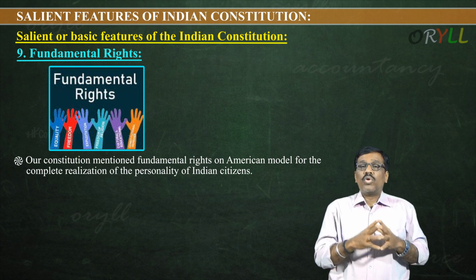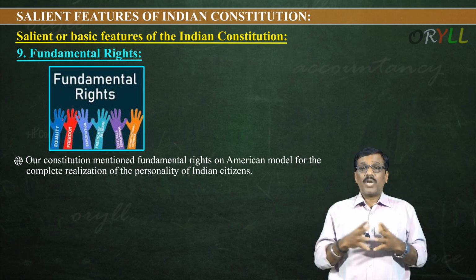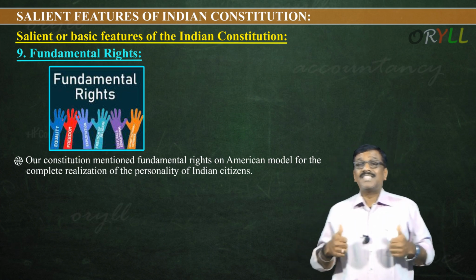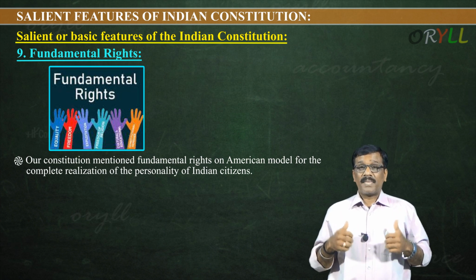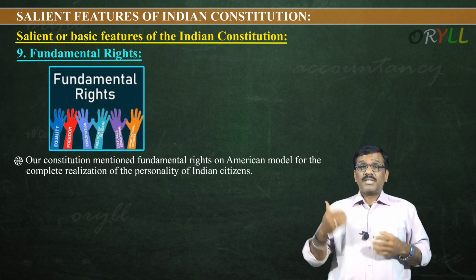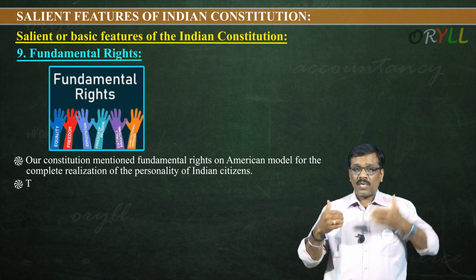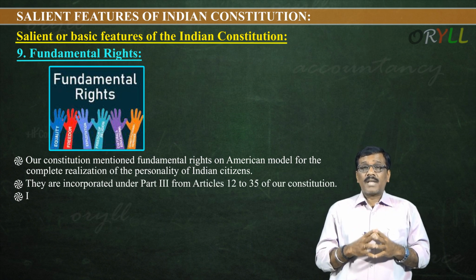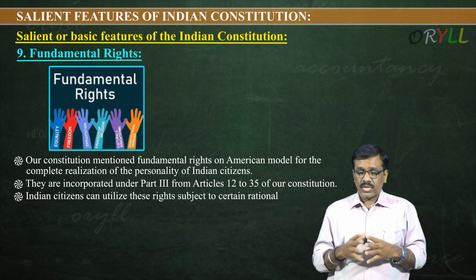Westerners give more priority to individual freedom. They give utmost priority. They say individuals should realize their personality in the pursuit of happiness. Just like that, we have taken these provisions from them. They are incorporated under Part 3, from Articles 12 to 35 of our Constitution.